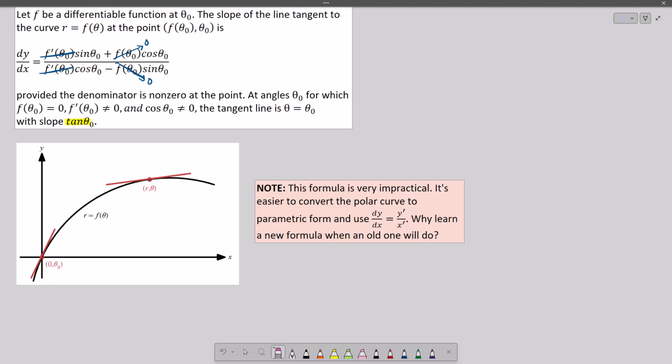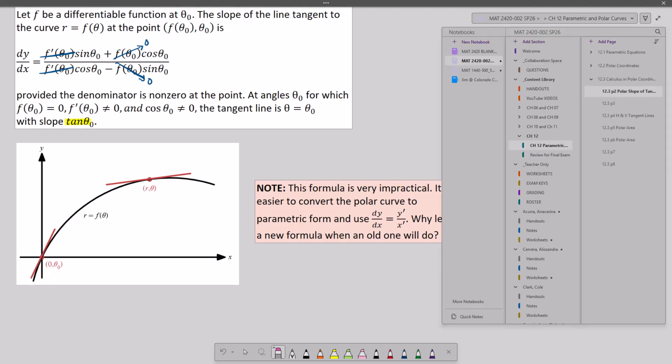You can, of course, go through what we just did, and it will work. You'll get the right answer. This is just more of an observation. If we take our polar curve, convert to parametric, do dy over dx, we'll get the right answer there. But that's more of an observation.